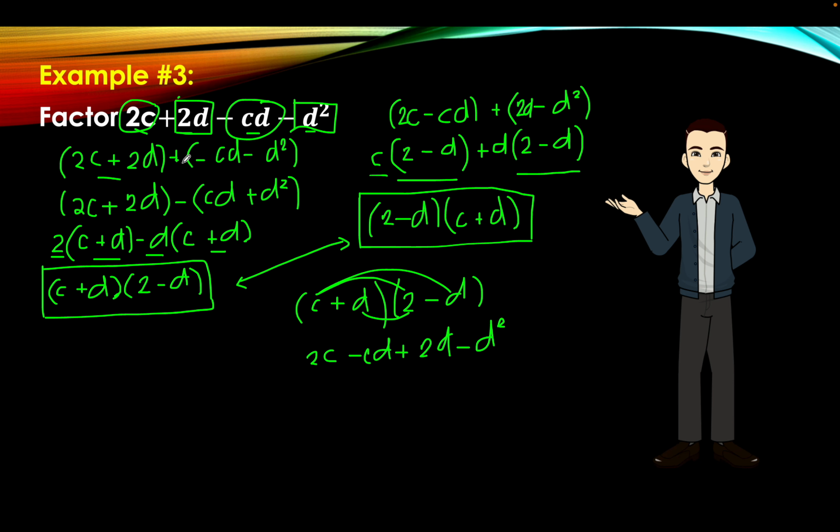So we have here 2C plus 2D minus CD and negative D squared. Okay, so that's for example number 3.